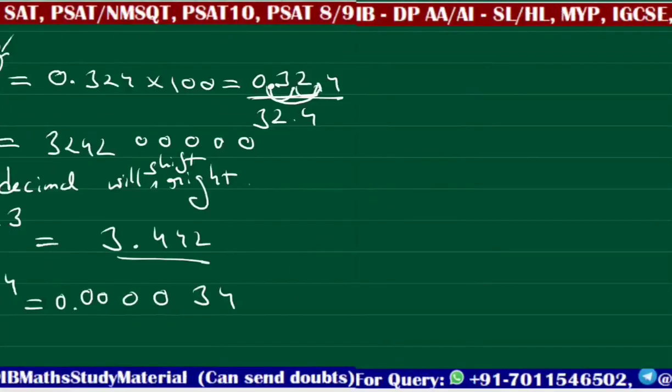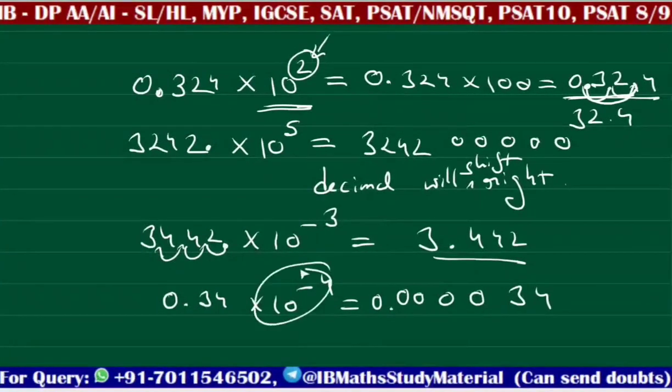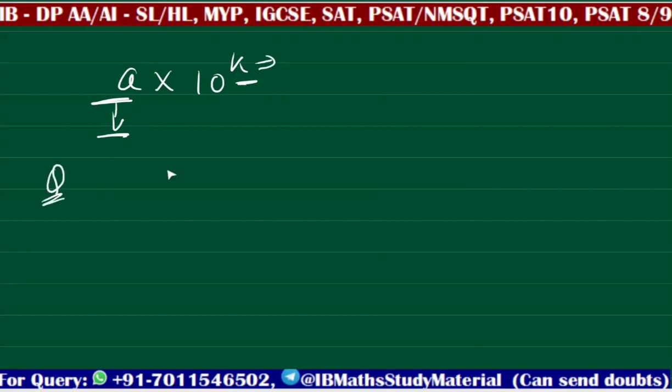So when we are multiplying with negative powers, we are shifting the decimal point to the left, and how many places depends on the power of 10. Okay, now when we are converting our number into standard form, we have two important things, a and k. So we have to identify a and k in the question. So let's take an example.